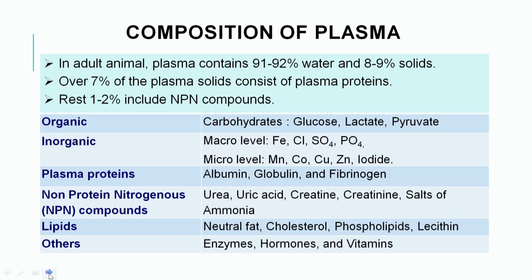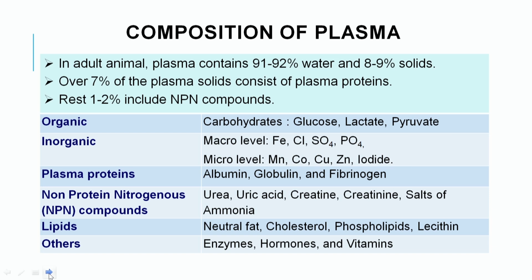Composition of the plasma. In adult animals, plasma contains around 91 to 92% water and 8 to 9% solids. Over 7% of the plasma solids consists of plasma protein alone.